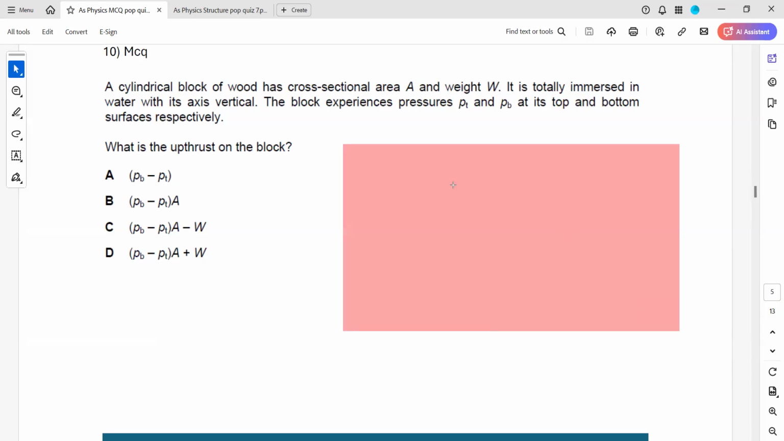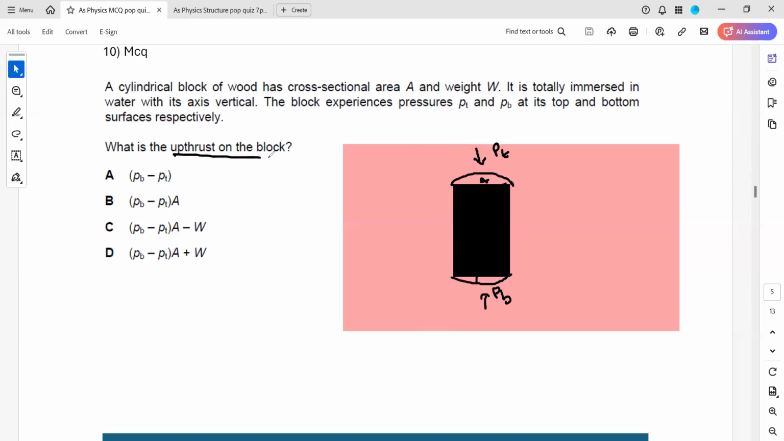So when the object is completely immersed, this is the cross-sectional area from the top and from the bottom. There's a pressure from the top. What is the pressure from the top? That is PT. What is the pressure from the bottom? That is PB. We want to find, in the question, the upthrust.